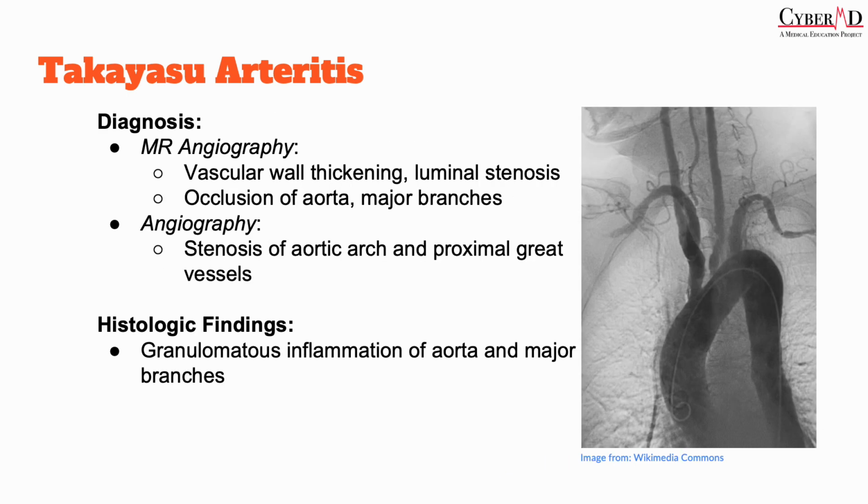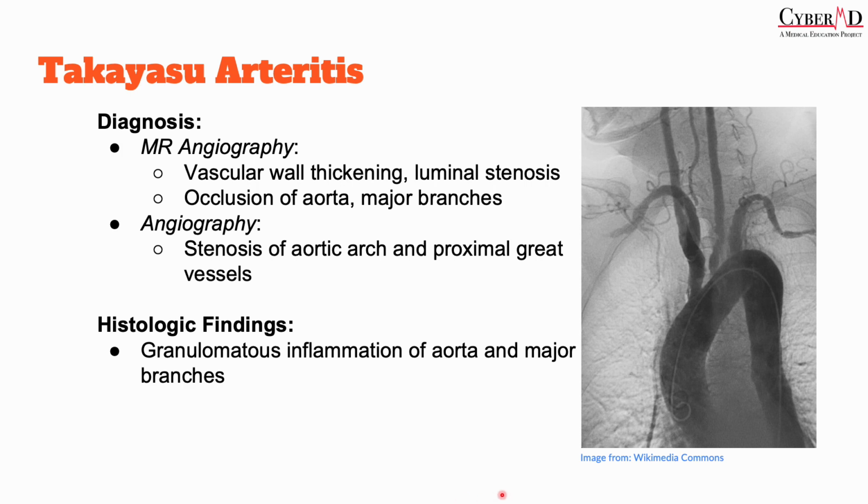MR angiography is the preferred diagnostic study for Takayasu arteritis, and it may reveal vascular wall thickening with luminal stenosis or occlusion of the aorta and the major branches. Angiography may also show stenosis of the aortic arch and the proximal great vessels. Biopsy may confirm the presence of granulomatous inflammation of the aorta and its major branches.